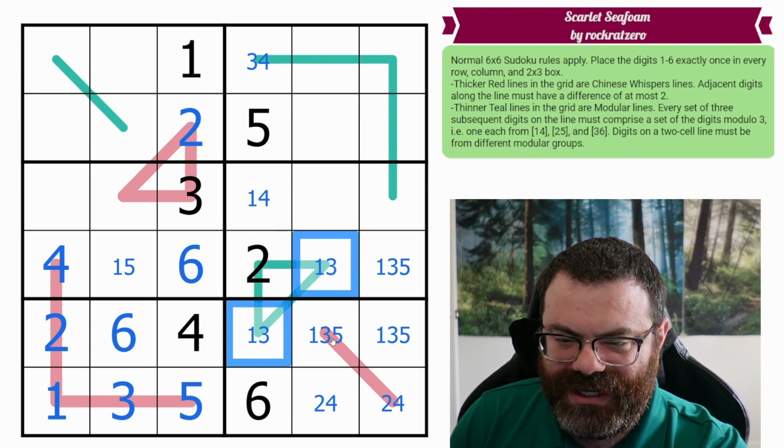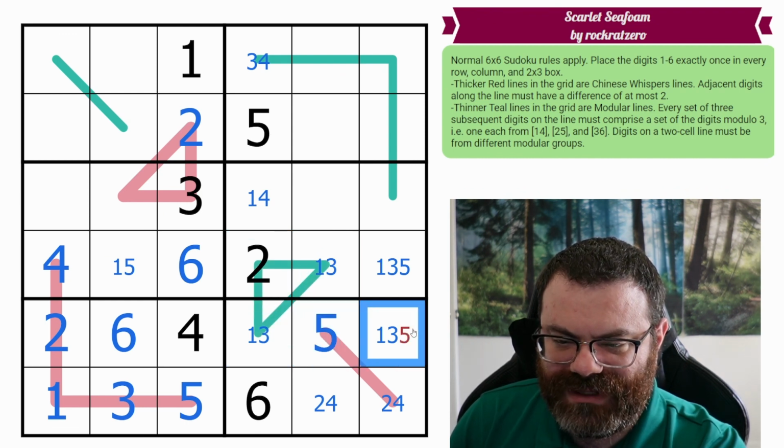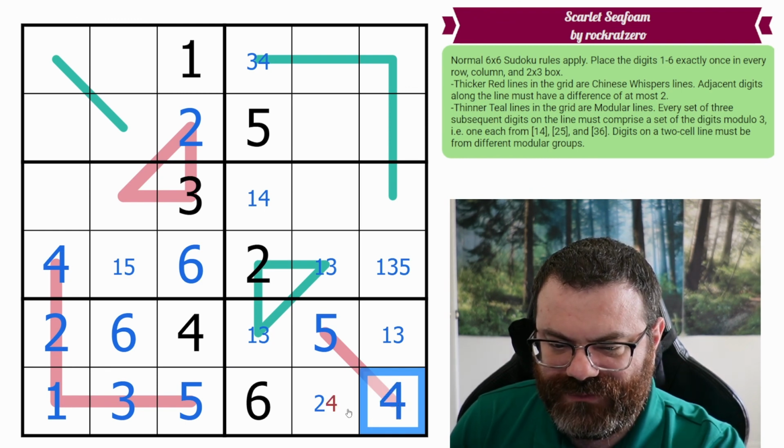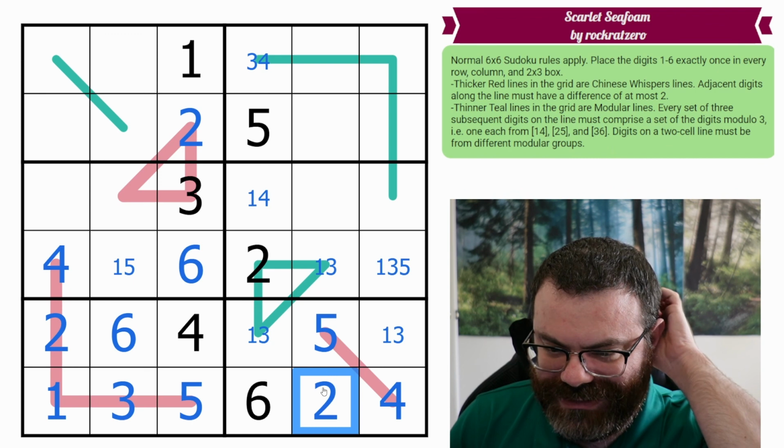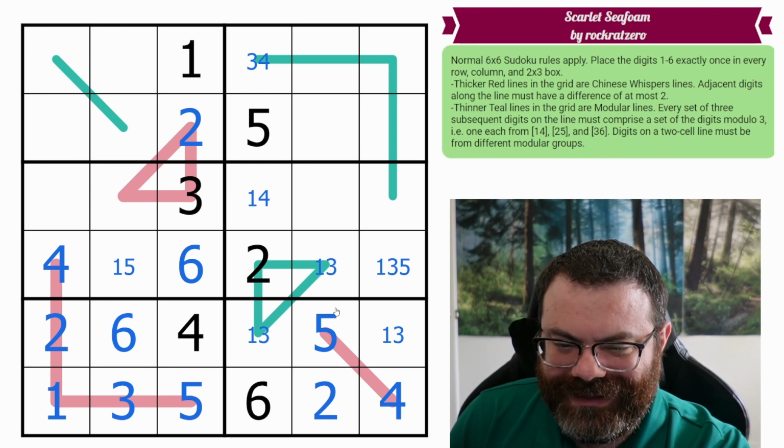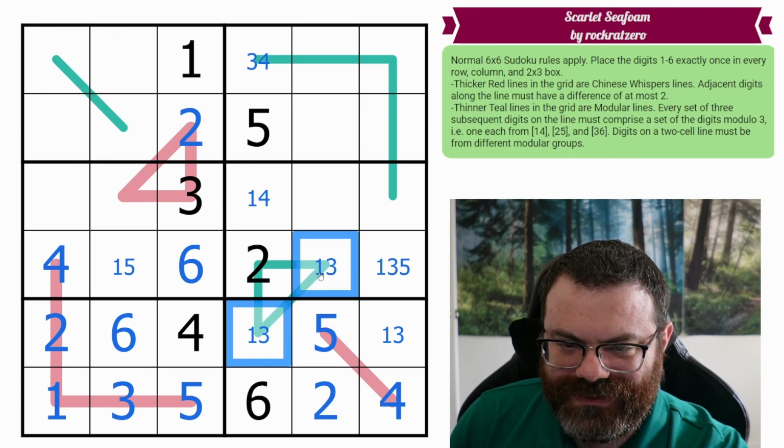So if this is a 1, 3 pair, this can't be 1 or 3. So it must be 5. And then that makes this one not a 2, so it's a 4. And I am looking back at the rules every time to make sure I get the groups right. Cool, so that's a 1, 3 pair.